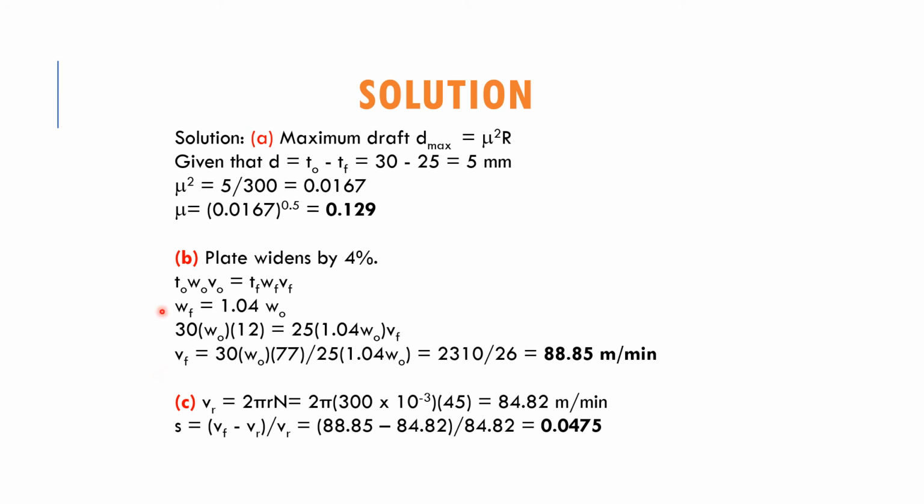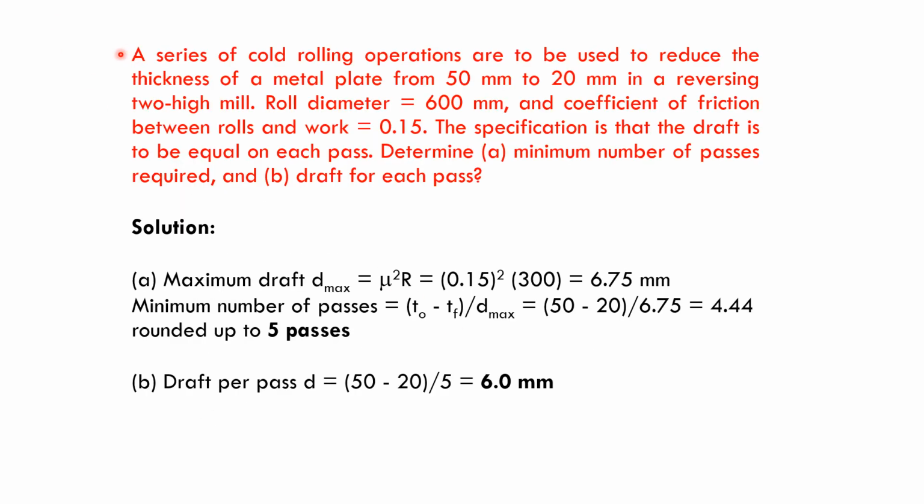And then the last one, they want you to calculate the forward slip, right? For this one you have to calculate the V R first, which is 2 pi R N. Then you will get the velocity of 84.82 meters per minute. And then when you put it inside the equation, which is V F minus V R over V R, you will get the forward slip as 0.0475.